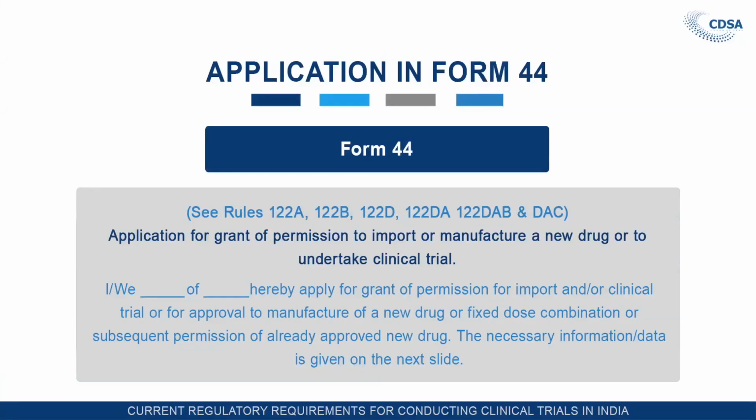Now, coming to the next slide, let us see the application and its format. This is as per rule 122 A, B, D, DA, DAB, and these rules are applicable. This form 44 is the application for grant of permission to import or manufacture new drug or to undertake a clinical trial. We have seen it. So, these are the contents. First, you have to mention the name of the company, whatever it may be, along with the date. Hereby apply for grant of permission for import and or clinical trial or for approval to manufacture new drug or fixed dose combination or subsequent permission of already approved new drug. So, you have to strike through whichever is not applicable.